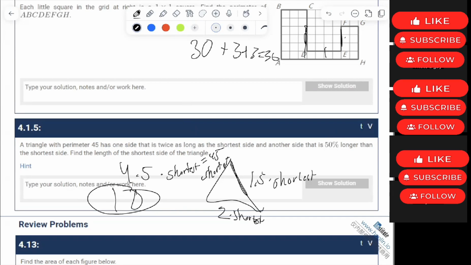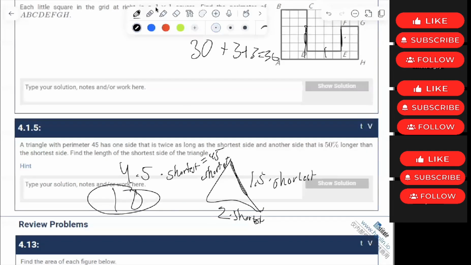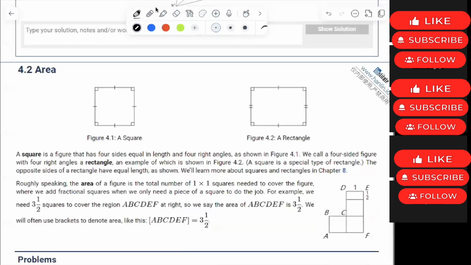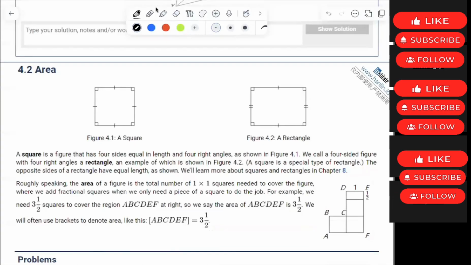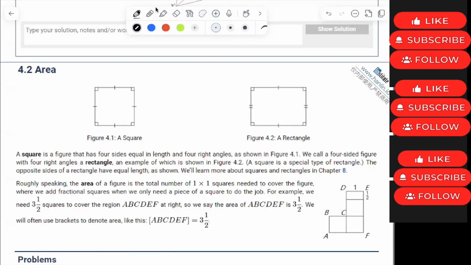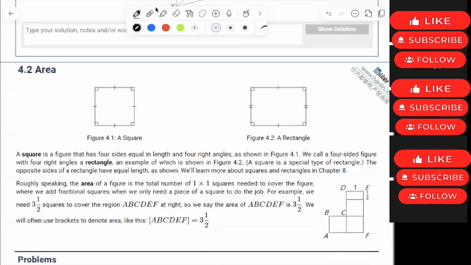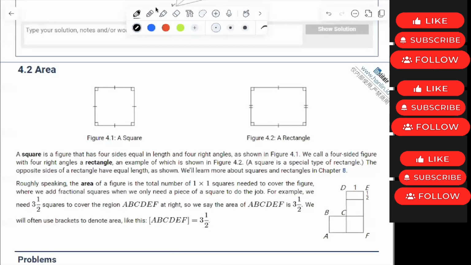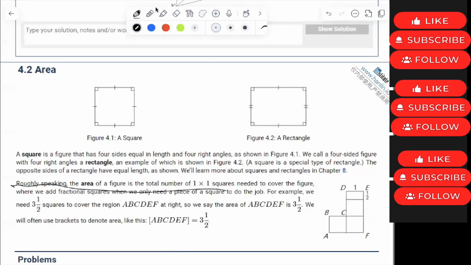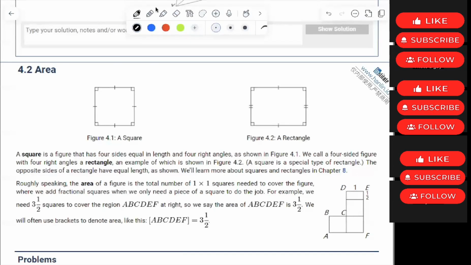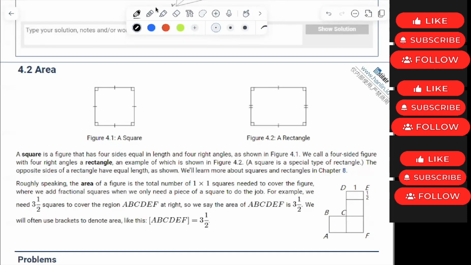All right, so let's move on to the next lesson real quick. Area. I will just keep it brief because we don't have a lot of time left. So what is area? Area is basically how much space a figure occupies. Roughly speaking, it's just the amount of unit squares needed to fill a certain object or figure, or the amount of space the figure covers.